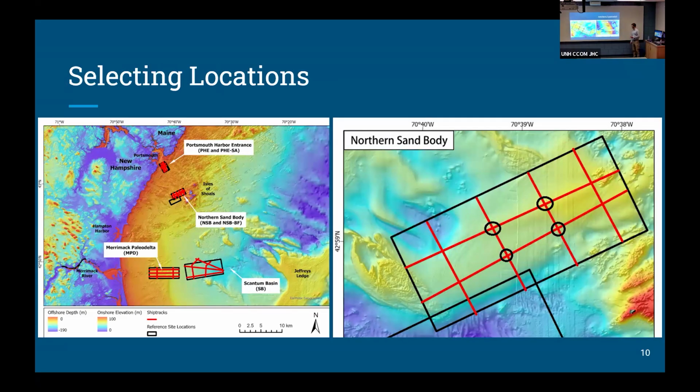Selecting locations. What you see on the left is for the PS40 deployment. There were a couple different locations that were potential places to deploy it. It was decided that the northern sand body would be the location. The reason being that it has a roughly sandy floor, which is definitely desirable compared to a more rocky floor, where the anchor it was attached to would generate extra noise, scratching back and forth. That would create extra noise, making the data set almost unusable.